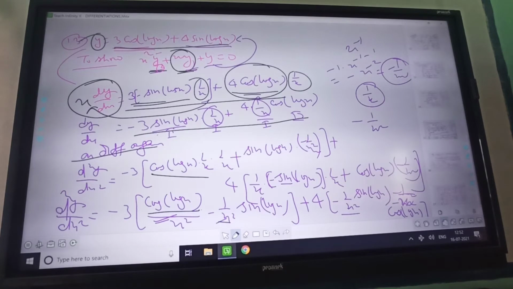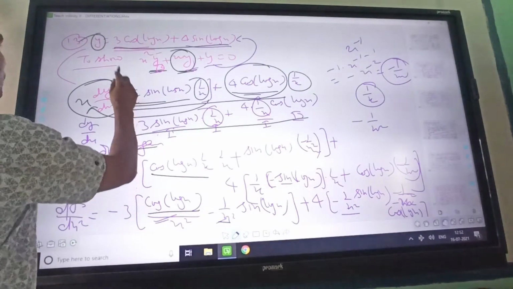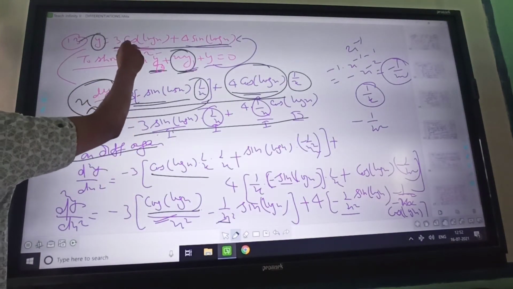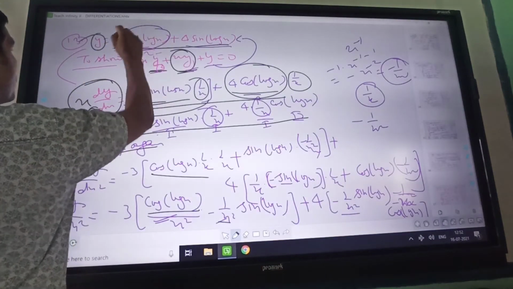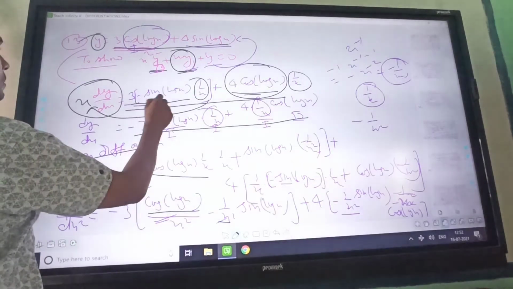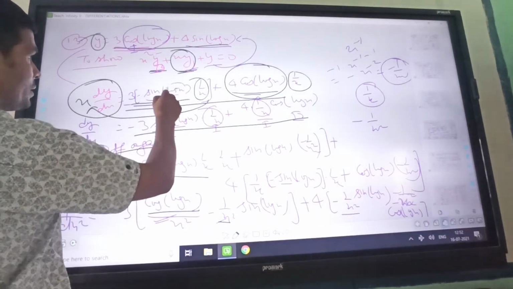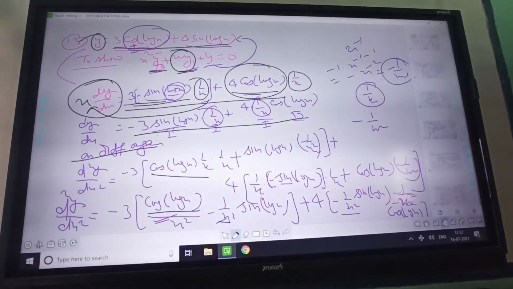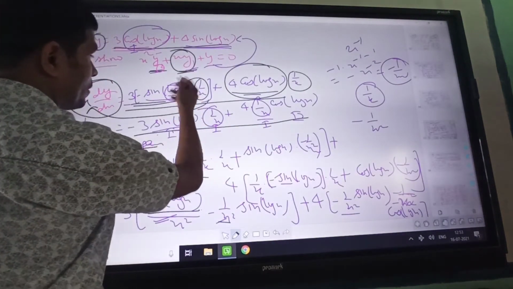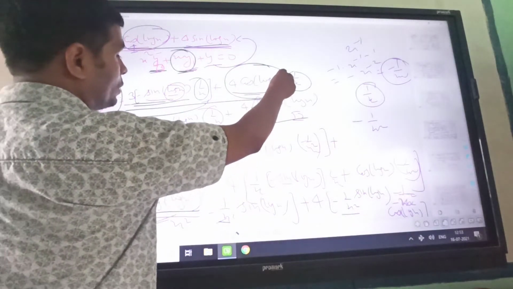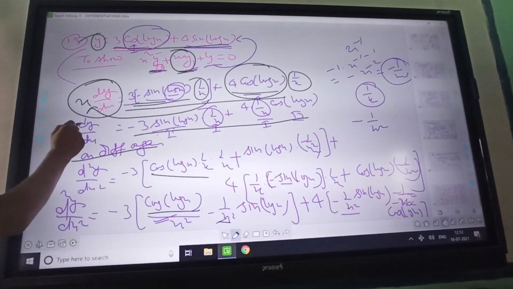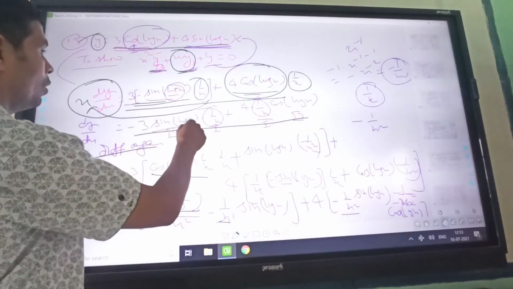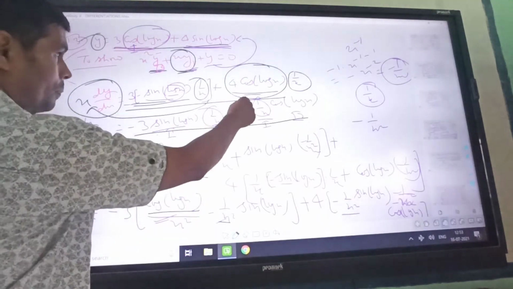So now first of all you have to find out the single derivative dy by dx. After calculating dy by dx, 3 can be taken out as common. This is a single function, cos of log x, so you can directly do it. Cos of log x means minus sin of log x, and log x again you will differentiate, which will be 1 by x. Plus same process will be adopted here. This gives us 4 cos log x into 1 upon x. So dy by dx equals to minus 3 sin log x into 1 upon x plus 4 cos log x into 1 upon x.